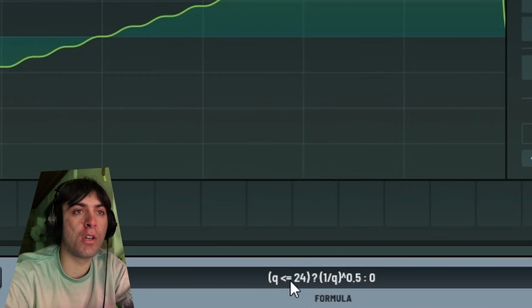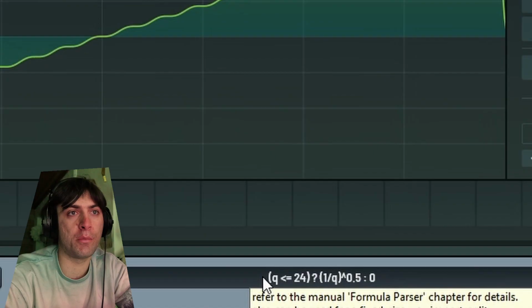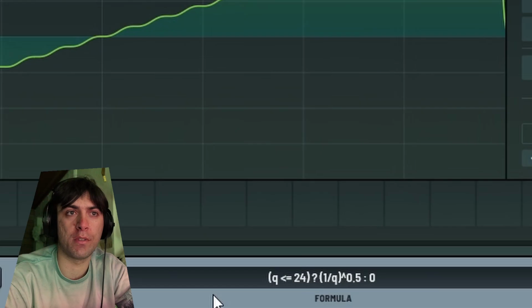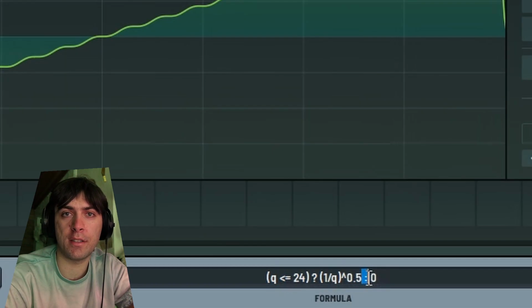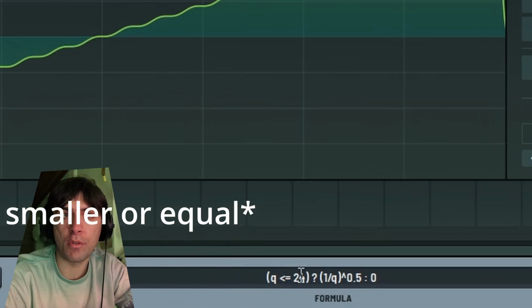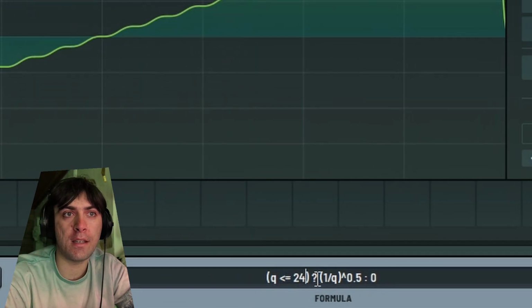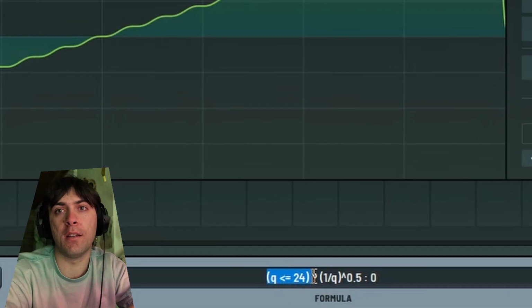Okay, so I decided to go back to that easier looking formula to just inspect how it works. And there are two components to this thing. First of all, I see a certain syntax here that I know from C++, and I'm going to explain that to you. There is this question mark and this colon. And that means that this is a condition. So it says, is Q smaller than 24? And in that case, do this. And else, do this.